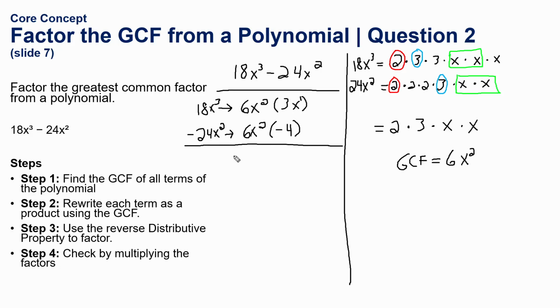Then if I was to put this in more factor form, we would have 6x squared times 3x minus, so this is the minus part here. That minus 4 goes here. 6x squared times 4. And from there, we can put into a distributive property form where this 6x squared, the greatest common factor, goes on the outside of the parentheses. And on the inside of the parentheses goes the two terms here.